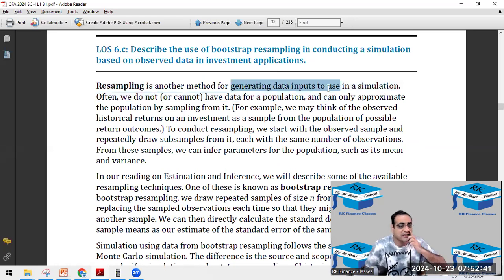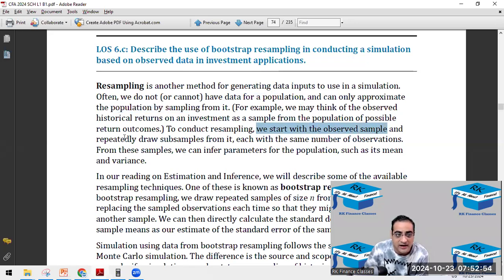It's a method of generating data inputs to use in the sampling. Often we may not have the entire population available. So we can only approximate the population by taking samples. We start with the observed sample and repeatedly draw subsamples, each with the same number of observations. So ये same है bootstrapping. मतलब bootstrapping is a type of resampling only.